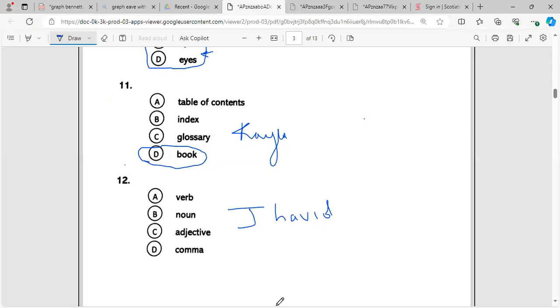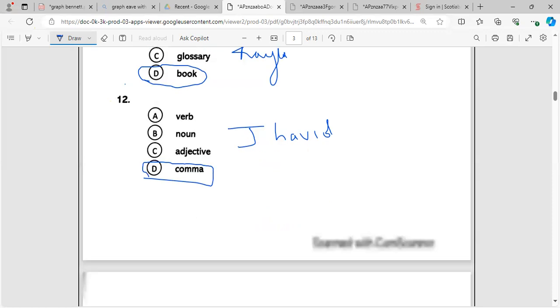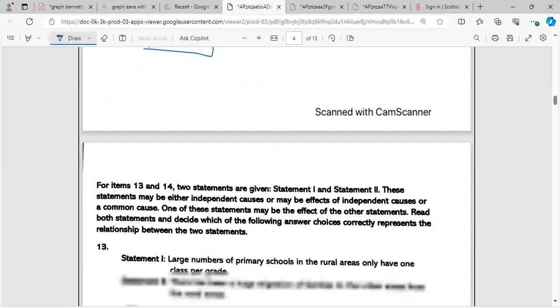All right, that one here: verb, noun, adjective, comma. Which one is the odd one? Comma. Oh, Javid, to answer this. Oh God, guys, we forgot all the names of them. Javid, tell us what you think. Sir, it's comma because verb, noun, adjective are parts of speech. Comma is not. Comma just separates, right? Yeah, it's definitely comma. Comma is a punctuation.